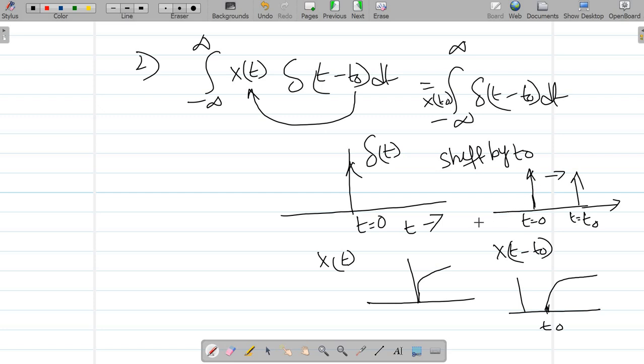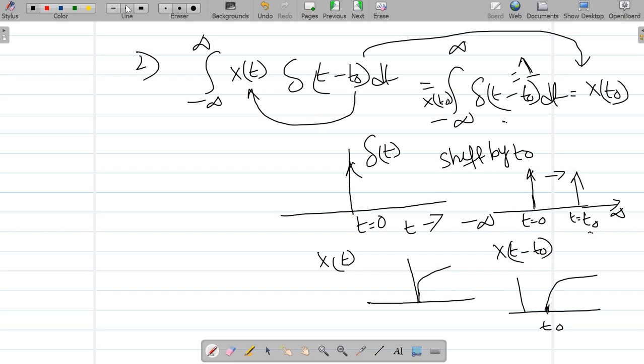Now you should understand the limits of this integration are negative infinity to positive infinity, and it is able to cover this range. I am still having t naught, and because I am still having t naught, this entire integral becomes 1. This gets evaluated to 1, so I am getting a value of x of t naught. So this integral got evaluated to x of t naught. Okay, I hope this explanation is clear.